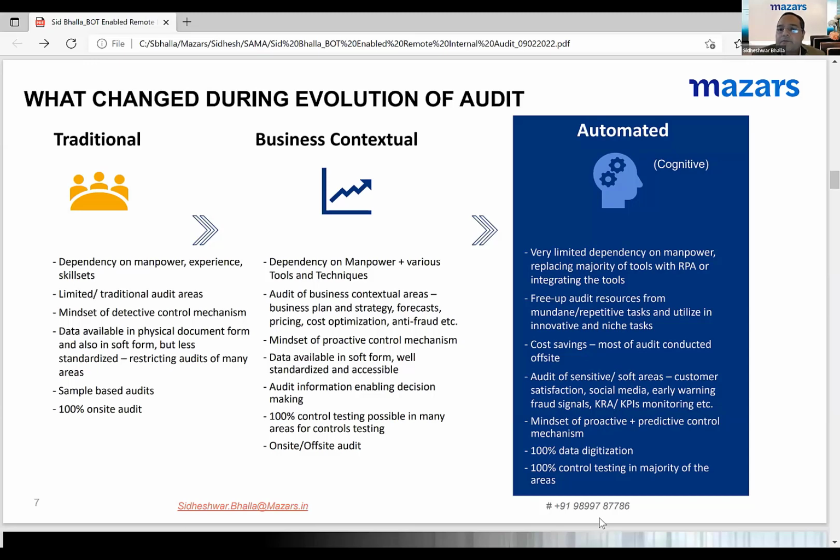And since the audit is conducted off-site, cost savings are also there. If you look at it from a detective to a proactive, it got to a predictive control mechanism. Can you tell me that there is in my data some sort of scenario building, and ML actually works when you do a robotic audit over there? Machine learning is based on a set of sequences of transactions and activities. It knows that this is falling out, there's something wrong. So it'll just give a pop-up as an exception, and then you as auditors can look at it over there. So that's predictive control, 100% data digitization, control testing, majority of the areas, 100%.